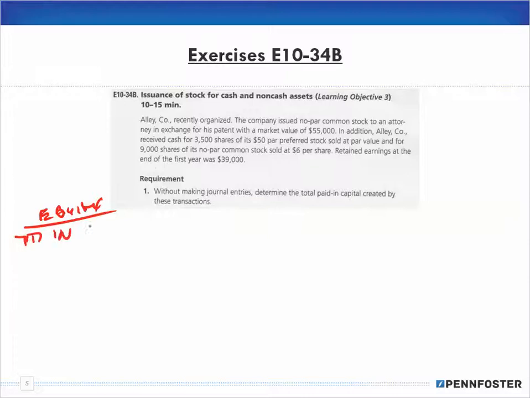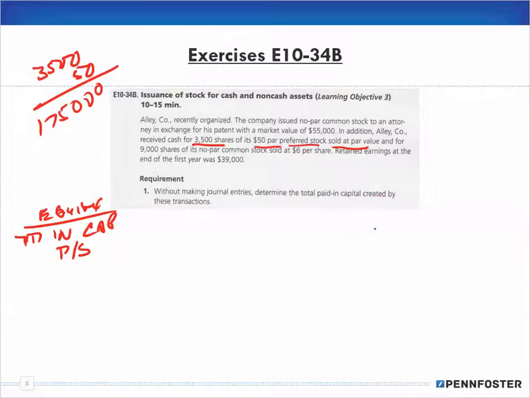So we have our paid-in capital, and under paid-in capital, we first have to deal with our preferred stock. Okay, so what is our preferred stock? It says here they received cash for 3,500 shares of its $50 par preferred stock, which was sold at par. So we have 3,500 shares at $50 a share, and that comes out to $175,000. And because it's sold at par, there's no paid-in capital in excess.